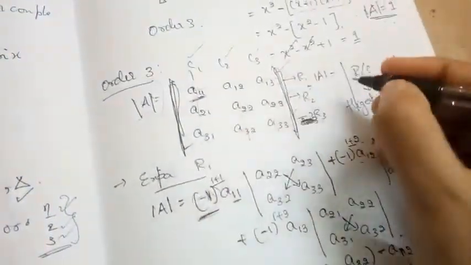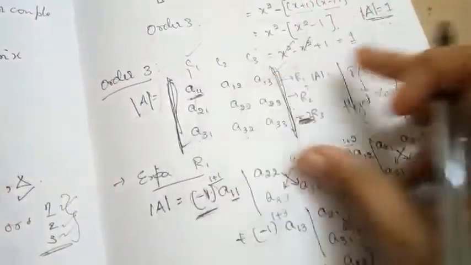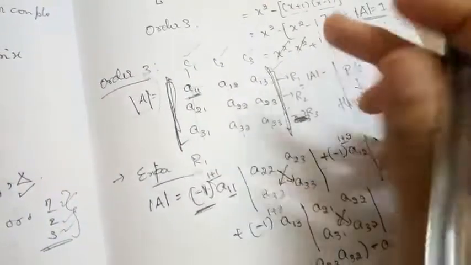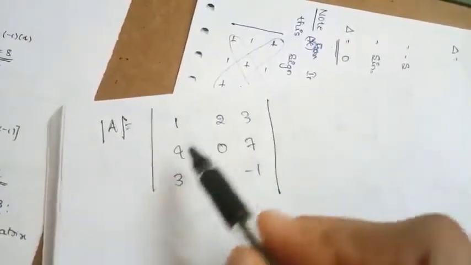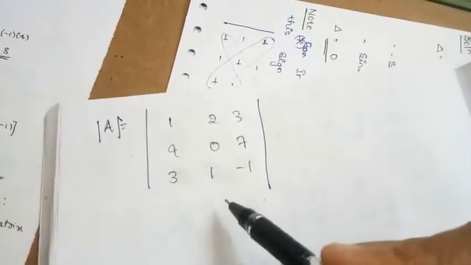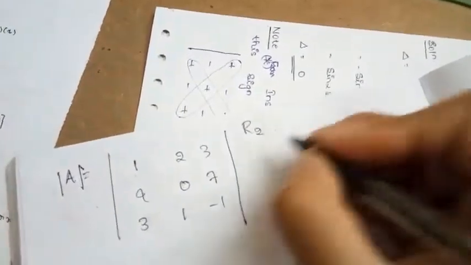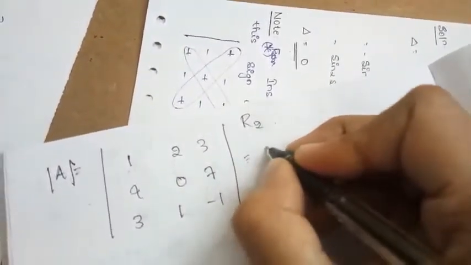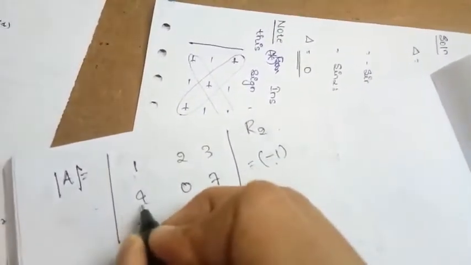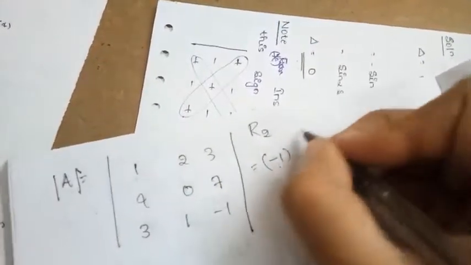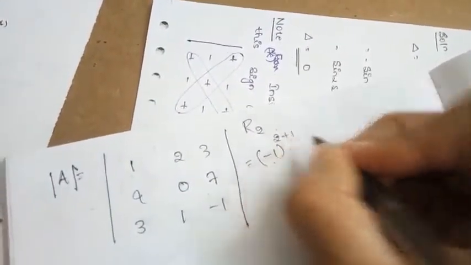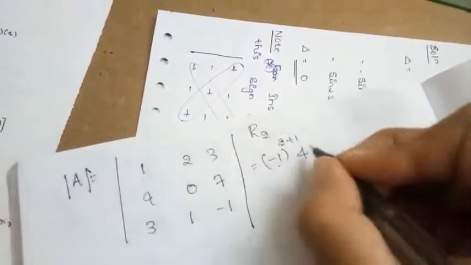So we need to choose a row or a column to expand the determinant which has more zeros. So here you can see which row I can choose. I can choose either row 2 or column C2. So I am expanding it along row 2. While expanding along row 2, first, -1 to the power, it is lying in the second row, first column, so 2 plus 1, 4.